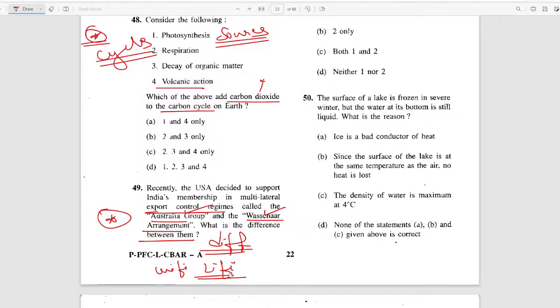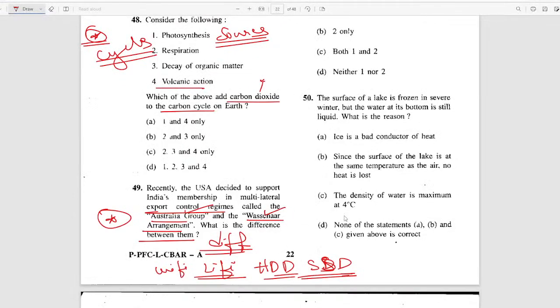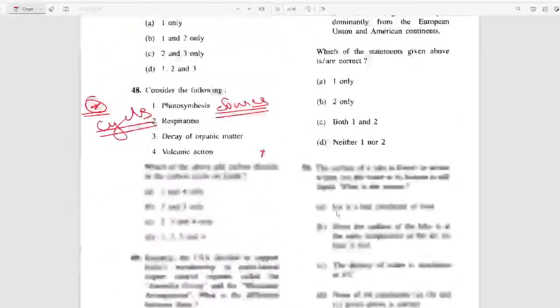Or in storage technologies, for example, the hard disks, HDD and SSD. Solid state drive, SSD, sorry. HDD and SSD. What is the difference between these two? What is a solid state device and what is a hard disk, HDD? So at least go through these concepts which are there in your daily life. Wi-Fi, Li-Fi, HDD, SSD, all these things. And here they are given about Australia Group and Wassenaar Group. Go through these things.